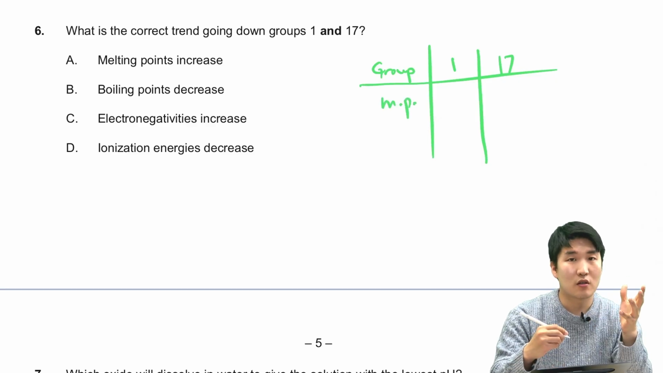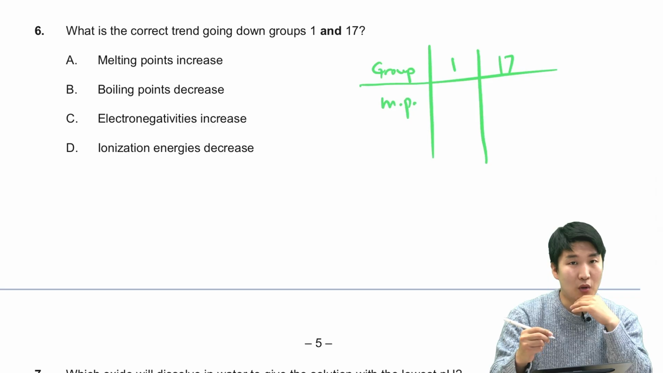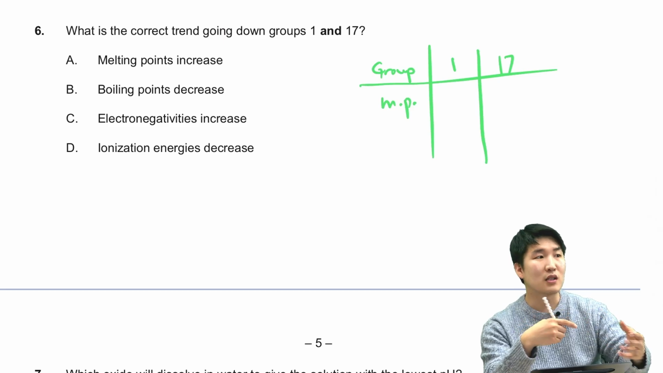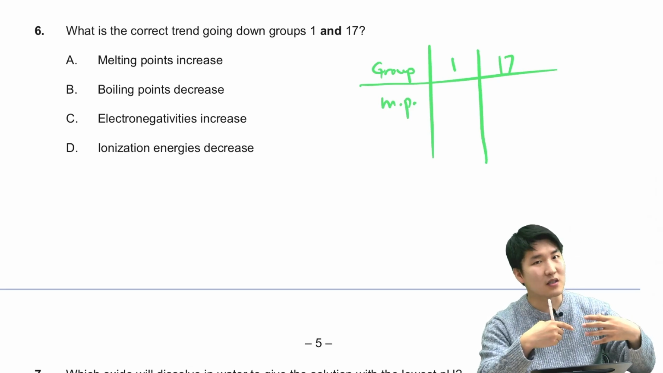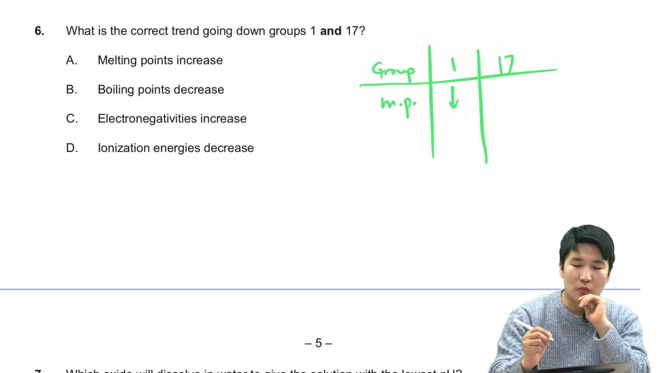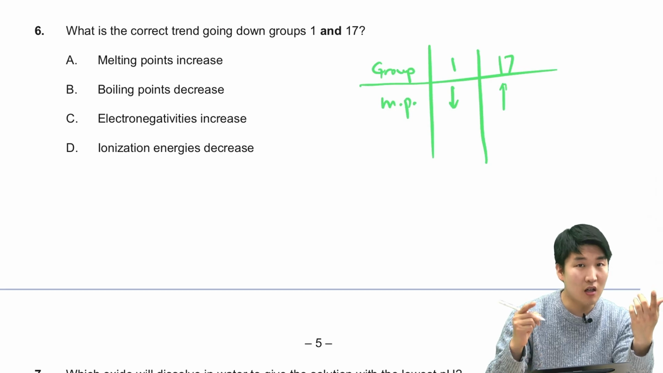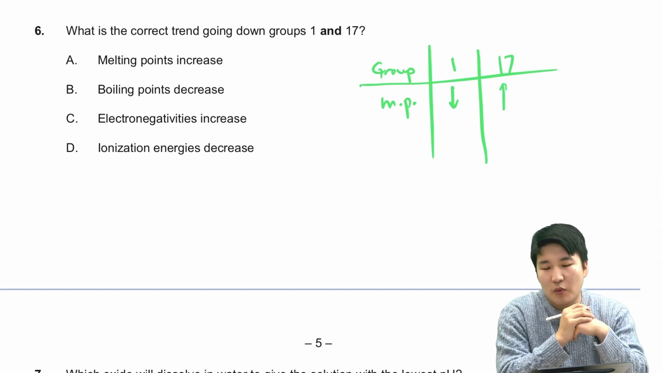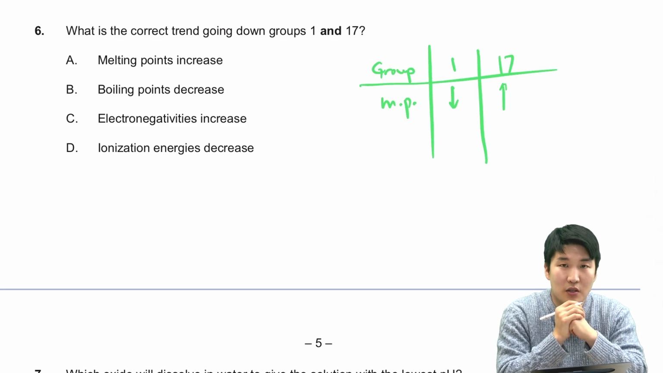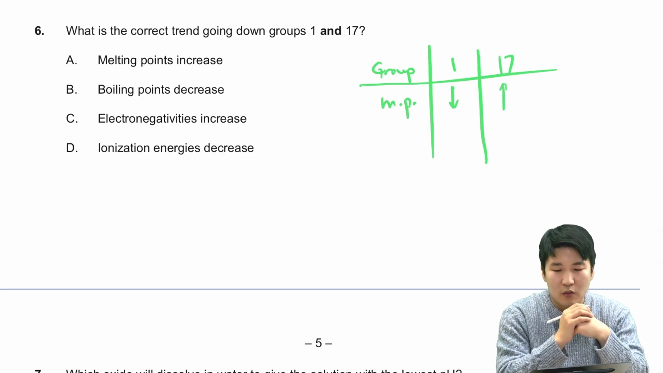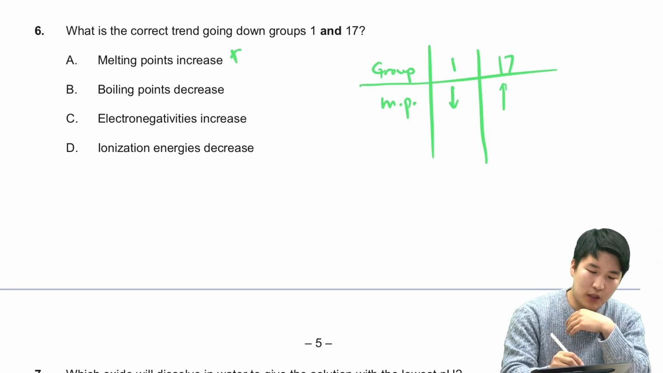How does melting point change down the group for group 1? Well, the metallic bond strength decreases down the group because the atomic radius increases down the group. So although the melting point decreases for group 1, it would actually increase for group 17, because the bonding nature of group 17 elements is intermolecular forces, London dispersion forces, which is dependent on the molecular size. So melting point would not be our answer.